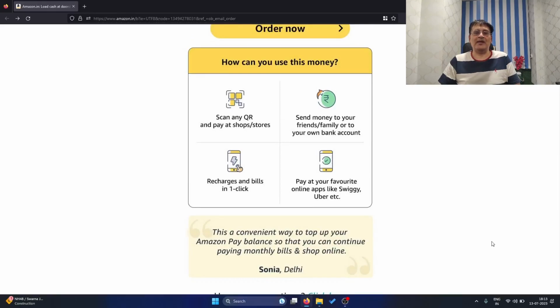You could of course shop at Amazon or any of the Amazon Pay merchants, or you could pay any of the bills. So you have lots of choices to use the money.